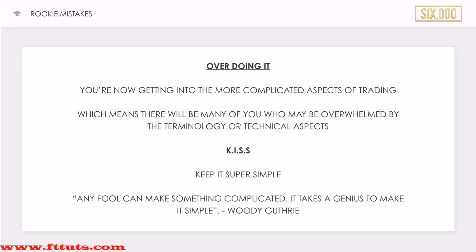And I love this quote by Woody Guthrie. It's amazing. Any fool can make something complicated. It takes a genius to make it simple. And it really just comes down to that. So let's just wrap up for today.